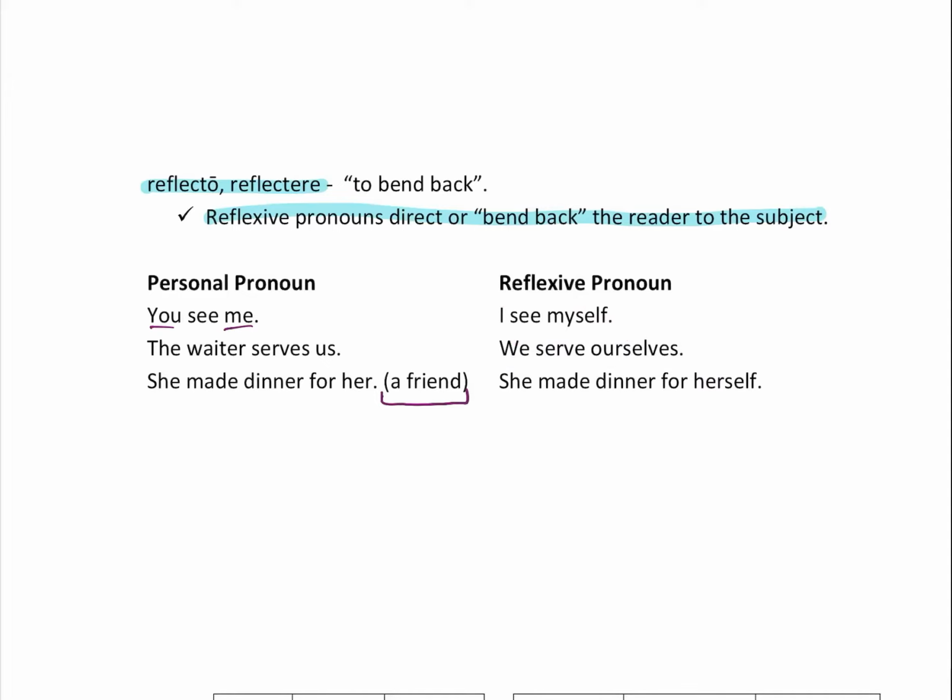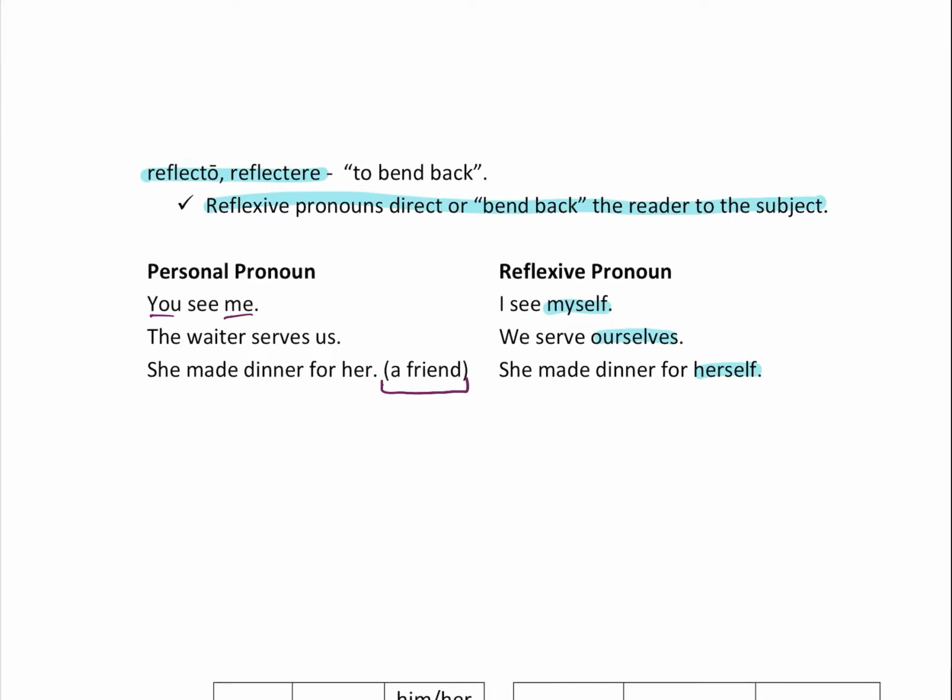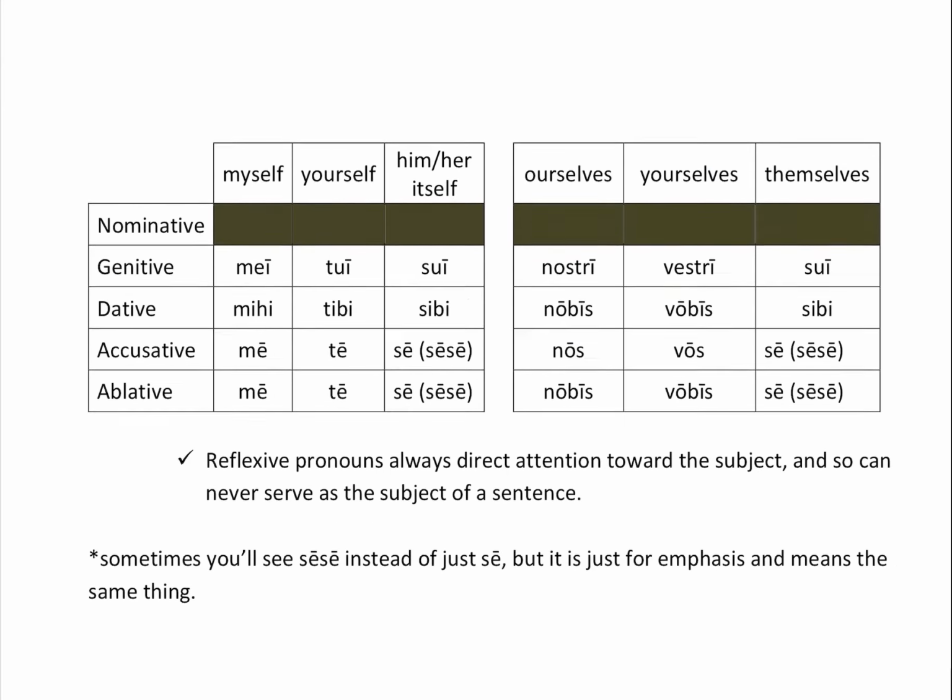All right, so I'm going to erase this because I want you to take a look at what the reflexive pronouns in English all have in common. Do you see that? Myself, ourselves, herself. And what they all have in common is they have self or selves as a suffix when you translate them in English.